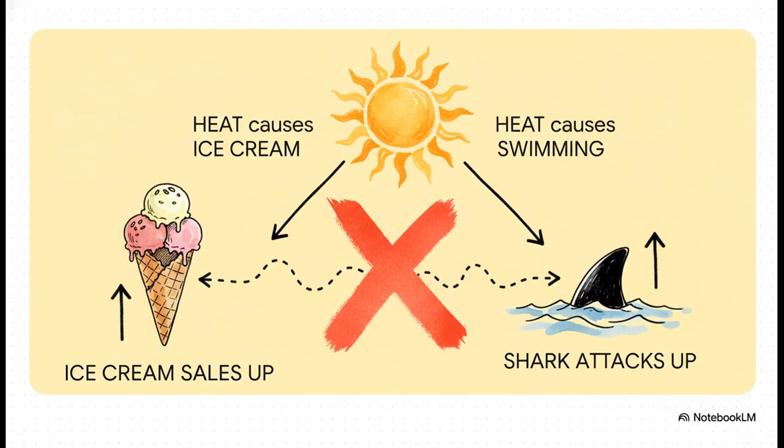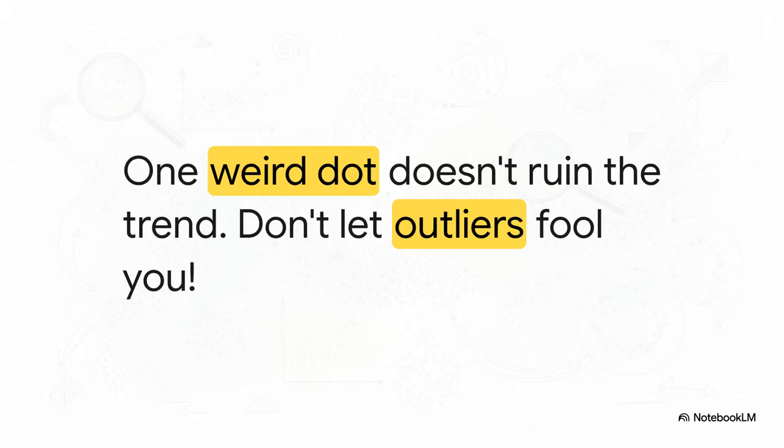Check out this famous example. In the summer, ice cream sales go way up, and unfortunately, shark attacks also go up. That's a positive correlation, but does eating ice cream cause shark attacks? Of course not. The real reason is a third thing you can't see on the graph. The summer heat. The heat makes more people want to buy ice cream and makes more people go swimming in the ocean.